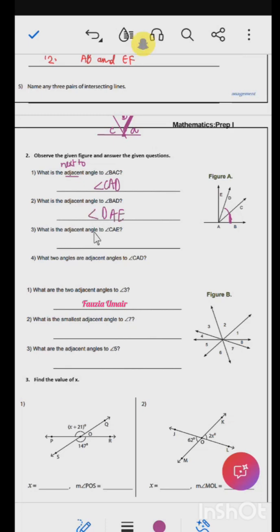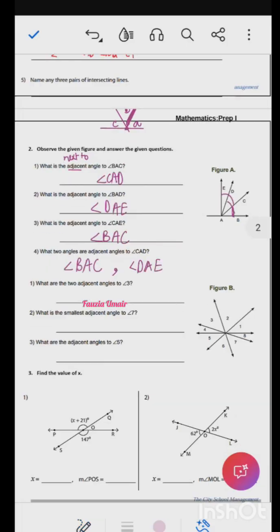Right? So then what is the adjacent angle to CAE? Ma'am, this angle, BAC. Very good, BAC. Now which two angles are adjacent angles to CAD? Ma'am, BAC and DAE. DAE. Very good. Very good. Now the next figure. Now the second figure.